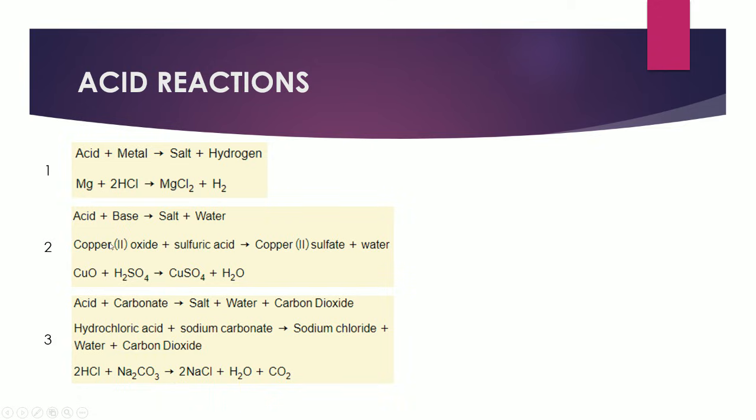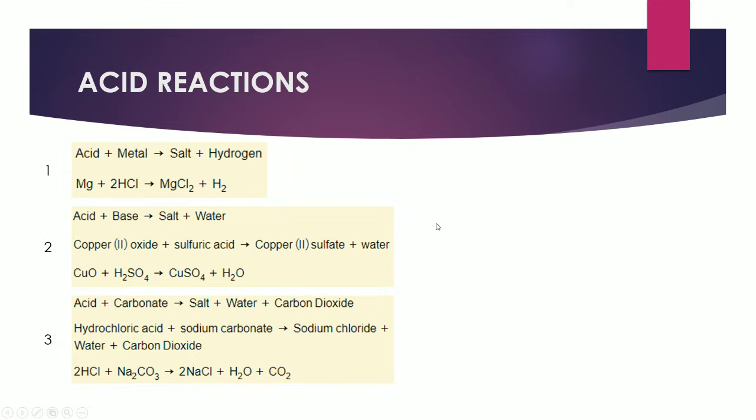We looked at the neutralization process before. Acids and bases will give you salt and water. So here in this example, copper oxide reacting with sulfuric acid, you get copper sulfate with water being formed as a part of the reaction.